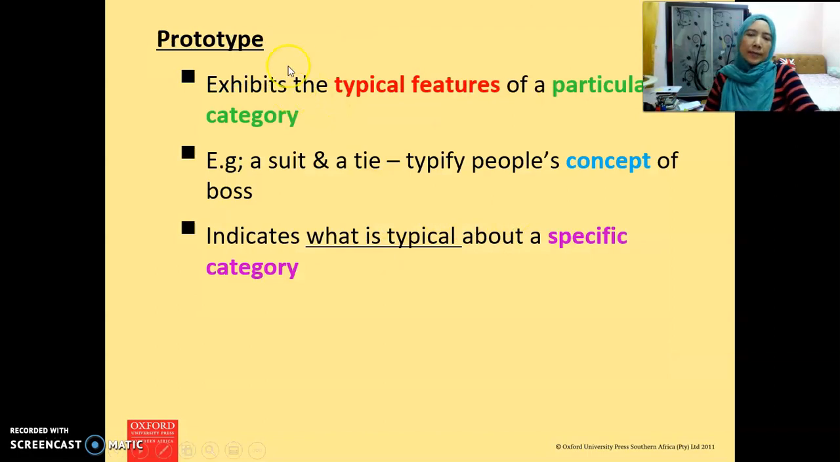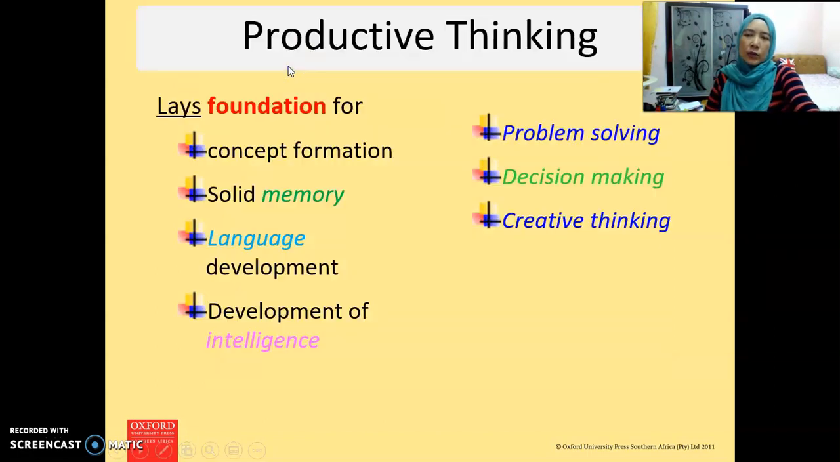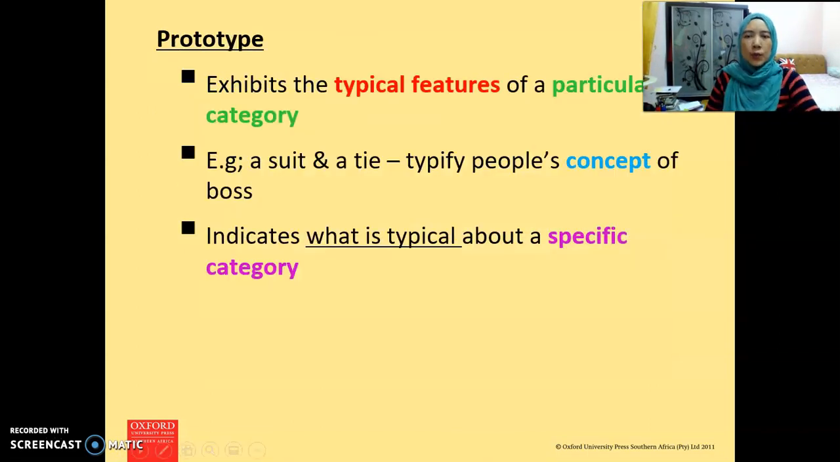Prototypes are another thing that relates to concept formation. Prototypes exhibit the typical features of a particular category. When we talk about prototypes, we talk about something similar. For example, if we say teacher, what kind of similarities are there among teachers? What kind of similarities among, for example, lecturers? So here I give an example. What normally comes to your mind when we talk about a manager?